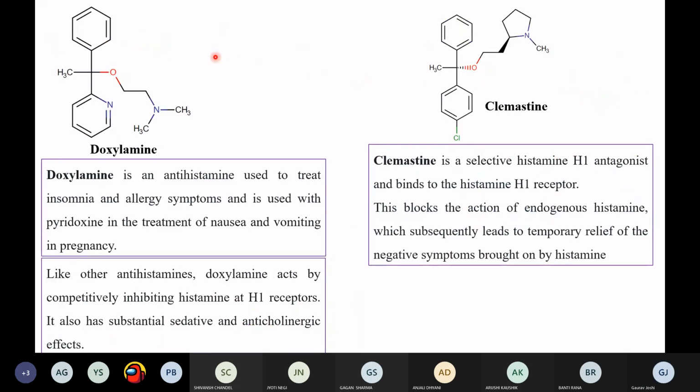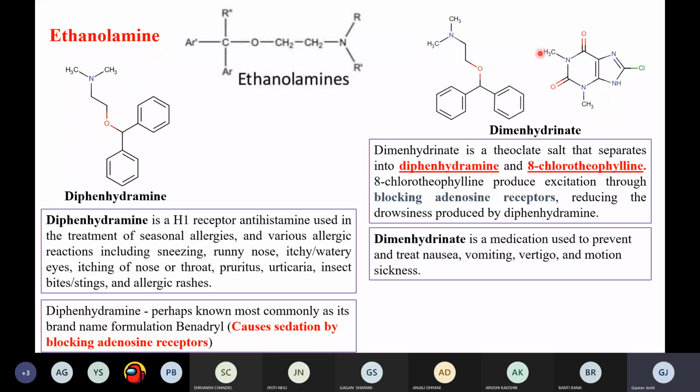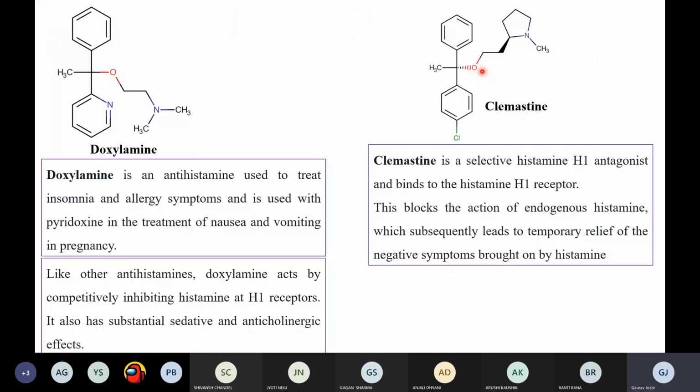Now some other drugs are there. For example, in the earlier drug C, there was an oxygen, right? Now we have an oxygen and a substitution of a methyl with this carbon, right? So this molecule is the doxylamine, and the second molecule is the clemastine.